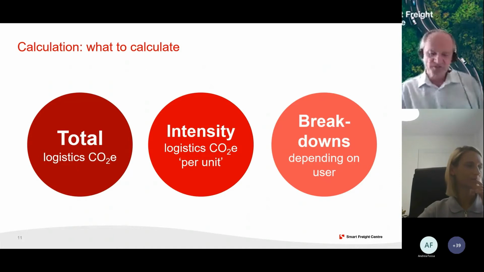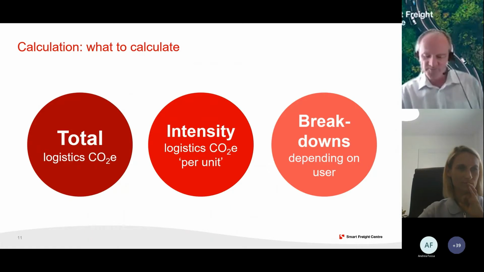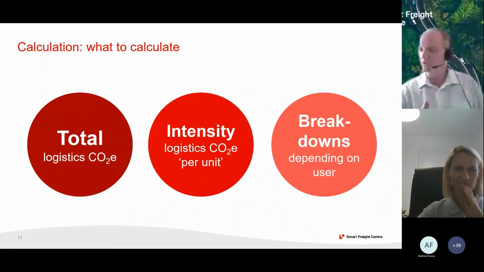And when it comes to what to calculate and then report, the headline at this point is that the two main KPIs that should be calculated hand in hand are the total logistics greenhouse gas emissions, because obviously that's what we want to get to zero as soon as possible, but also an emission intensity KPI, preferably expressed in ton kilometers for a transport company or per unit for a manufacturer or a shipper.